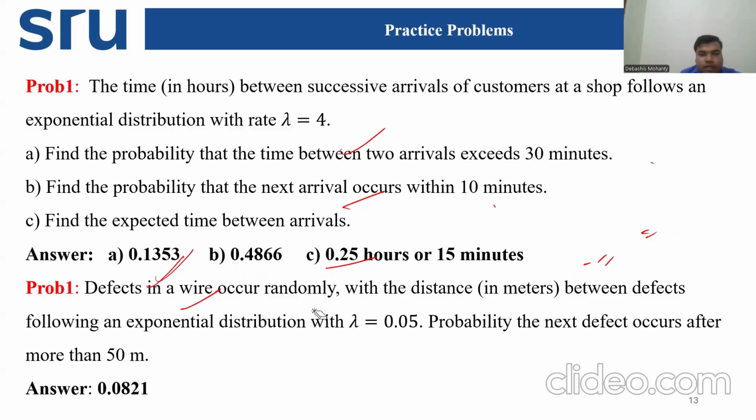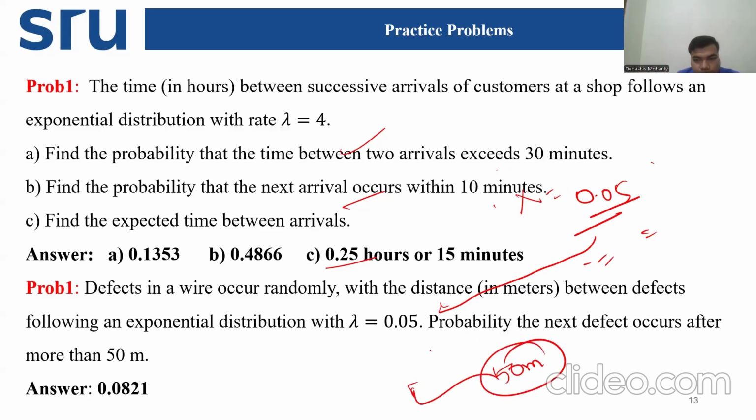Second one: defects in a wire occur randomly, with the distance in meters between defects, and lambda is given as 0.05. We need to calculate the probability that the next defect occurs after more than 50 meters. More than means we calculate e to the power minus lambda x, in meters. So we apply this formula, and we get the result 0.0821. Just to verify the answer.